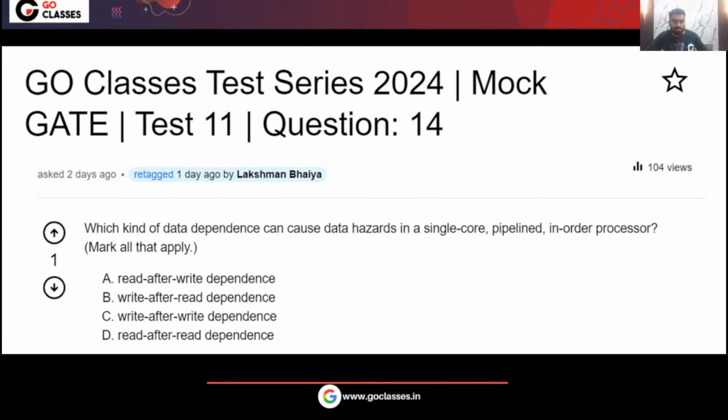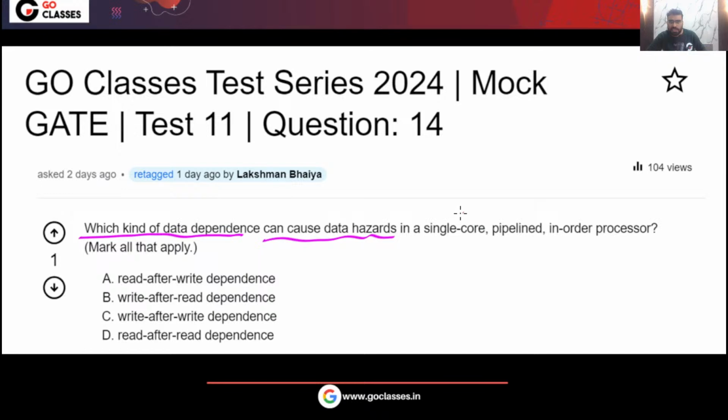Now let's solve this question. This is another beautiful question from pipeline in computer organization and architecture. The question is saying which kind of data dependence can cause data hazard in a single core pipelined in-order processor.